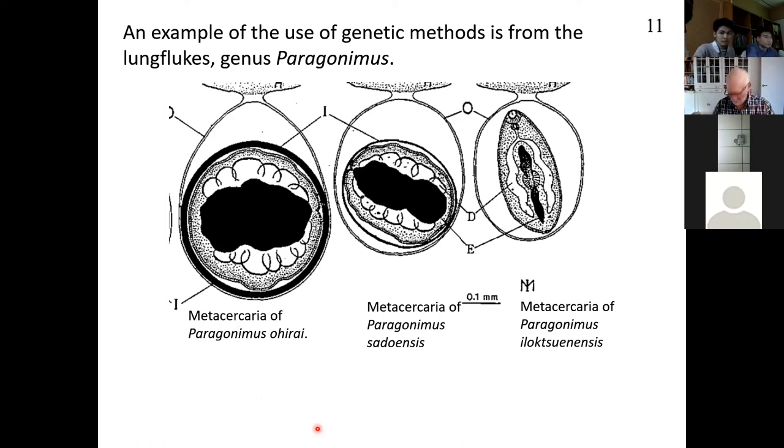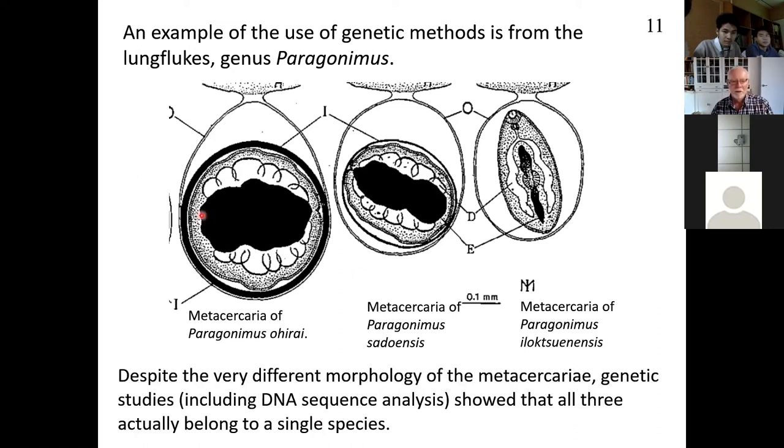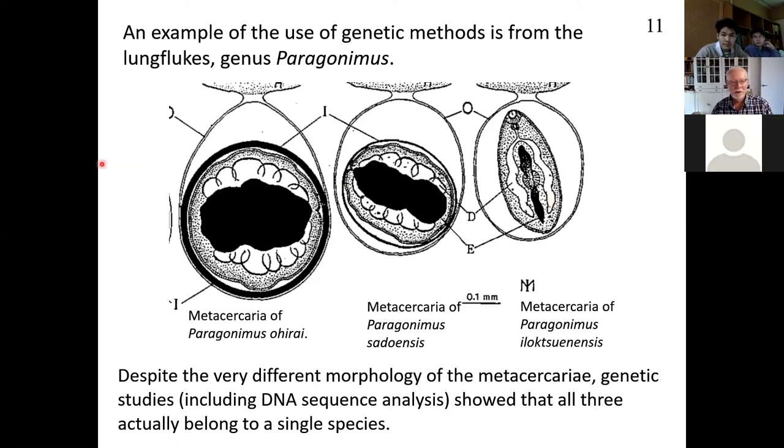Okay, I will repeat that. Thank you. So these are metacercariae of Paragonimus. Because of the taxonomic difficulties with adult Paragonimus, many species are described based on the metacercarial cyst, which you find in a freshwater or brackish water crab, like these cysts. You can see how different these three cysts appear.